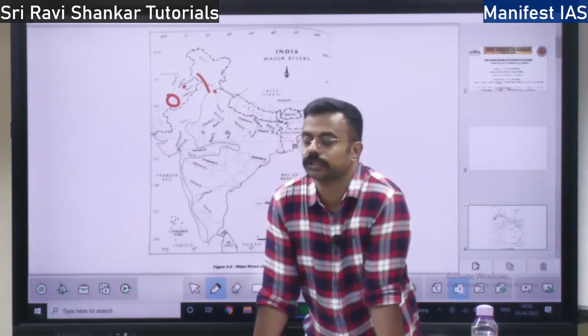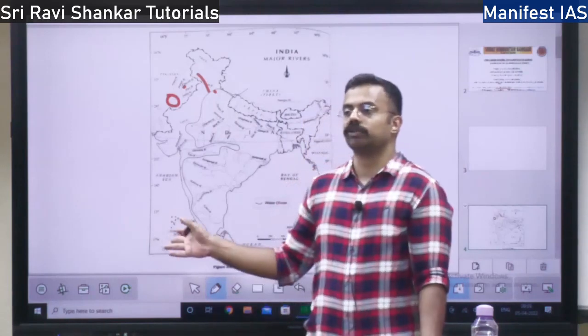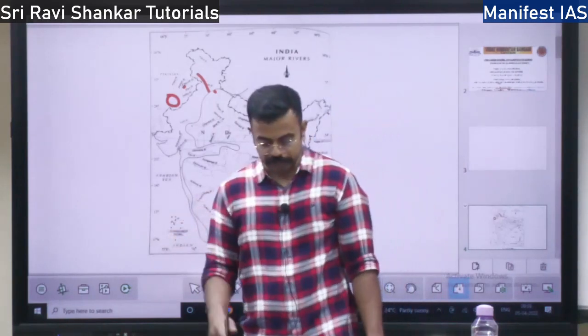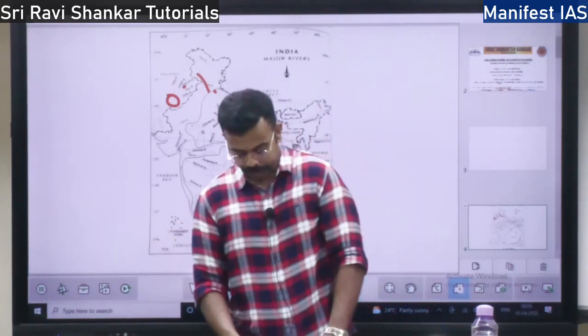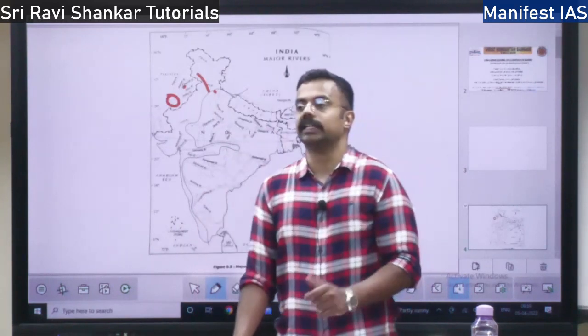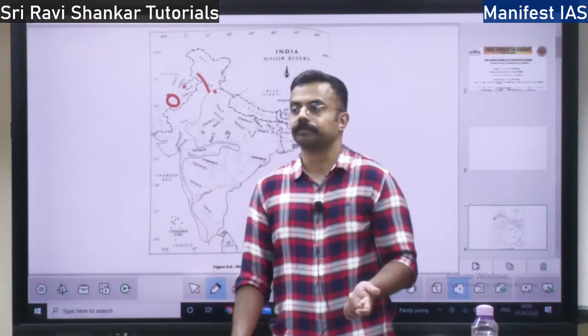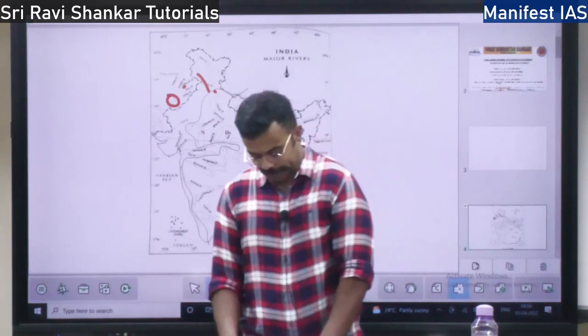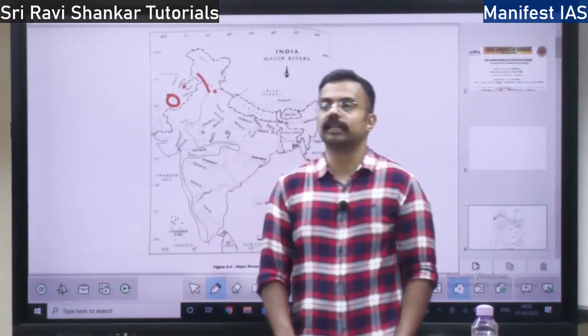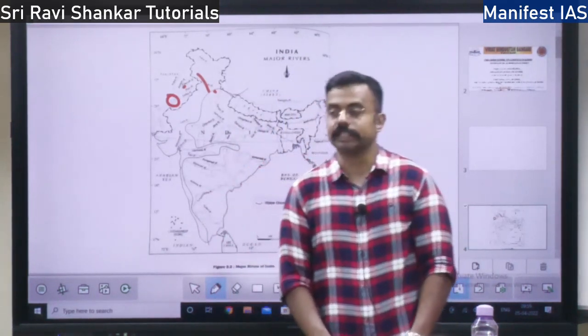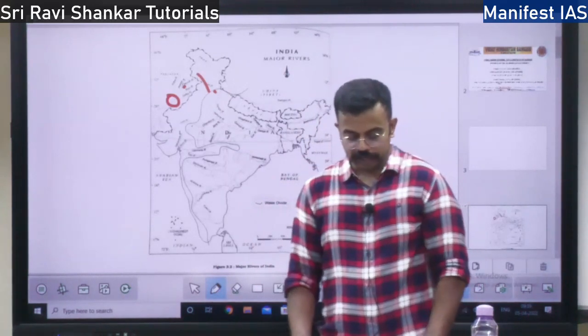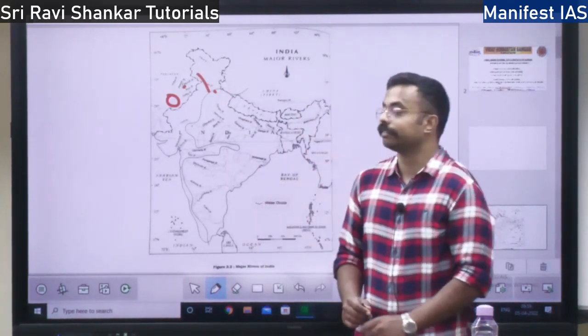It passes through the Chamba Valley. It originates in Rohtang and passes through the Chamba Valley in Himachal Pradesh, and it later joins the Chenab River. So where does it join the Chenab River? It joins at the Sarai Sidhu region. Sarai Sidhu, right?